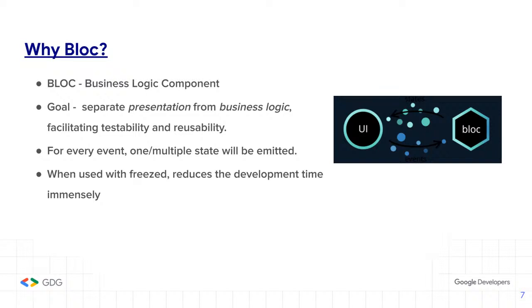So, these three scenarios are going to be called states. So for one event, that is the sign in with email and password, I can have three states, that is loading state, login successful, and login unsuccessful.